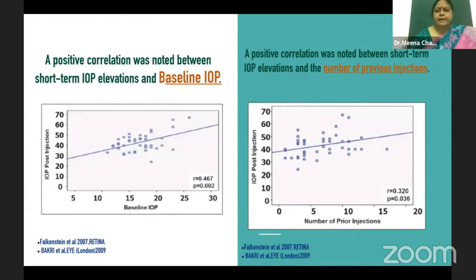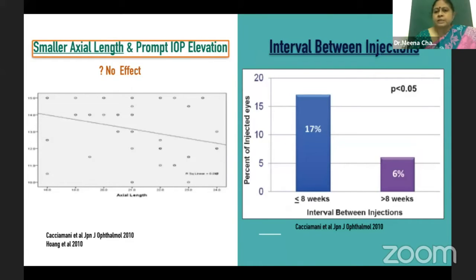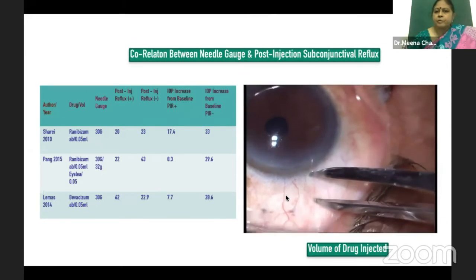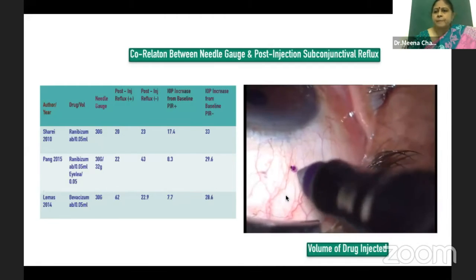If you look at the various factors which correlate with the increase in intraocular pressure, a positive correlation is noted between the short-term IOP elevation and the baseline IOP, and between the number of injections, the frequency with which the intravitreal injections are given. There was some concern whether injecting a small hypermetropic eye would cause a prompt elevation of intraocular pressure, but several studies have very elegantly proved that this is not so. The most important correlation is between the gauge of the needle that we use for injection and a phenomenon called the post-injection reflux, or the PIR.